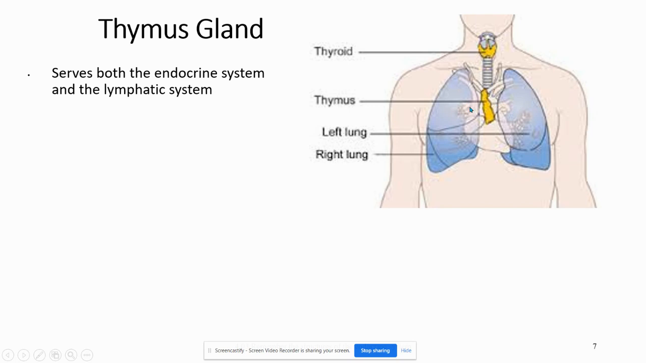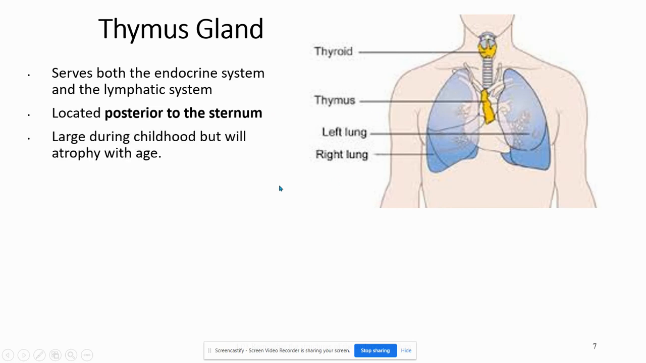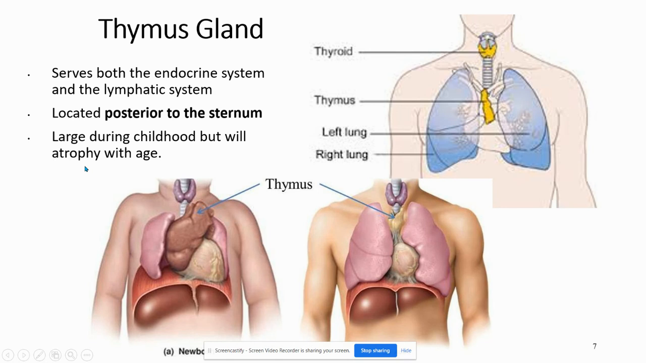So the thymus is the one around the heart, and the thyroid wraps around the throat and tries to choke you. It is posterior to the sternum, meaning that it's behind your breastbone, the chest plate that's right here, the sternum. And again, it's large during childhood, but atrophy means to shrink with age. Look at that, guys, that's crazy.